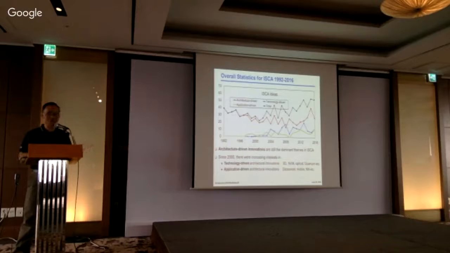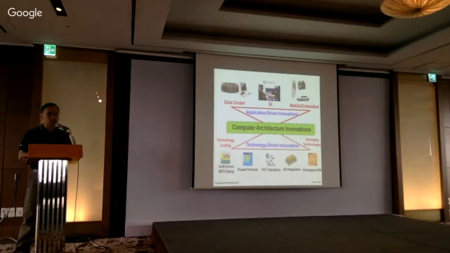Now, as a conclusion, I want to show that so far, a lot of computer architecture innovation is currently in the ISCA community. We look at new applications. Data center was not there back in the 90s. Mobile embedded was not there back in the 90s. And AI was just coming up in the last couple of years. Technology-driven innovation comes from traditional technology scaling, which brings a lot of problems such as reliability, power, and process variation, and emerging technology like 3D and emerging non-volatile memory also helped us come up with new ideas for new architectures.